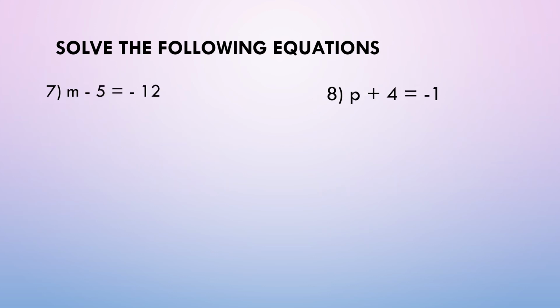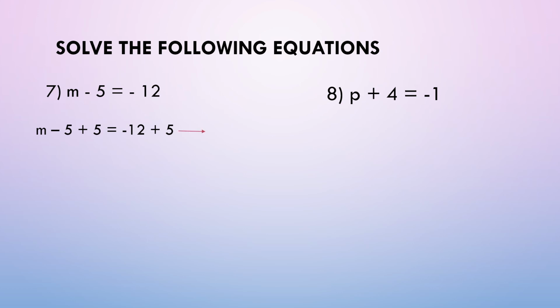Now let us do the seventh sum. M minus 5 is equal to minus 12. Now here you have to find the value of m. And you have to remove this minus 5. So both the sides what you will do? Which property you will use here? Addition property. So both the sides you will add 5. So m minus 5 plus 5 is equal to minus 12 plus 5.